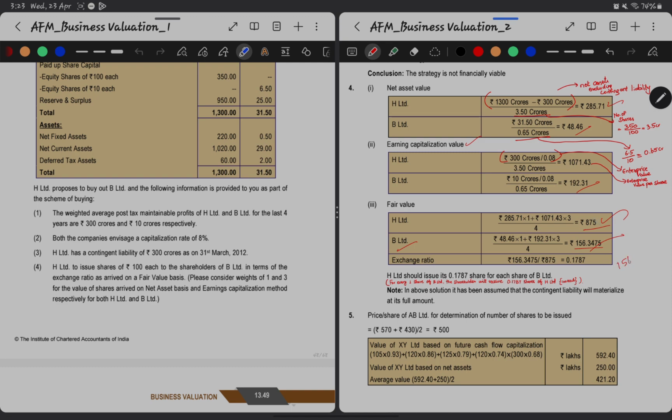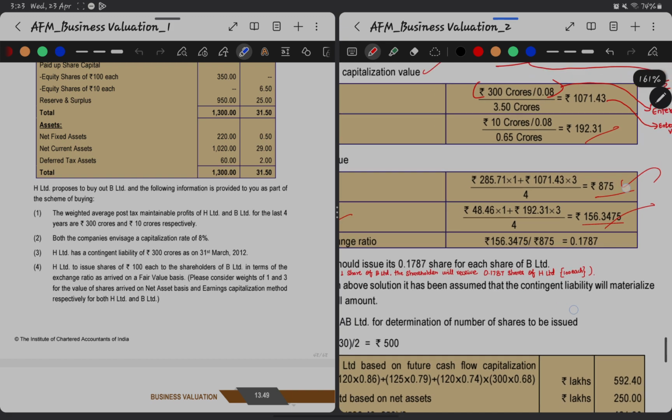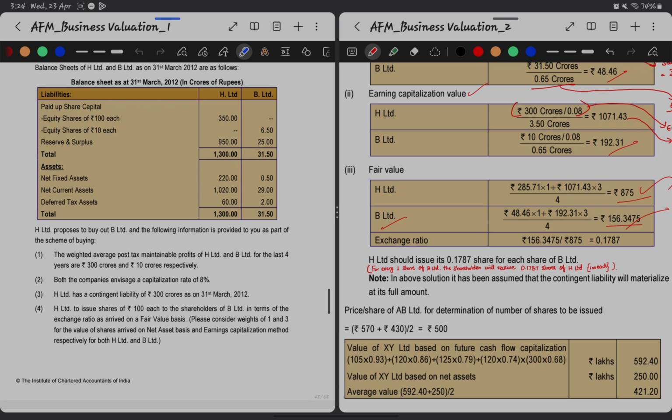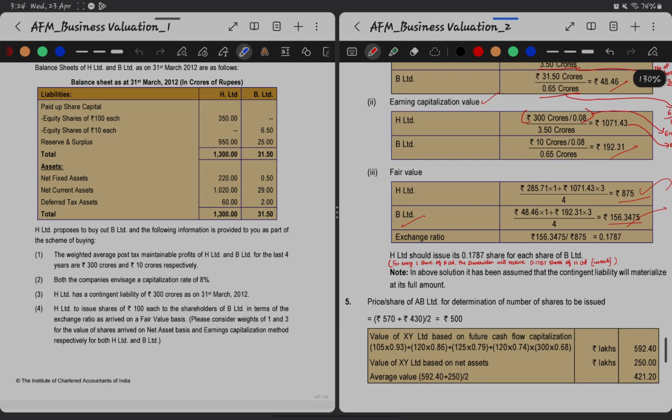So 156 divided by 875 will give us the exchange ratio, which is nothing but 0.1785. So H Limited should issue 0.1785 share for each share of B Limited. What does this signify? For every one share of B Limited, the shareholder will receive 0.1785 shares of H Limited, which is 100 each. So this much he will receive once we acquire B Limited. That's it. Thank you.